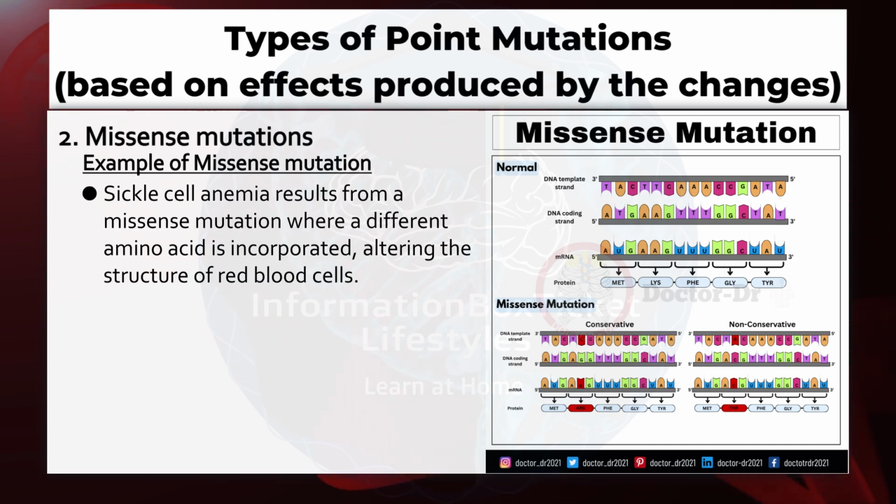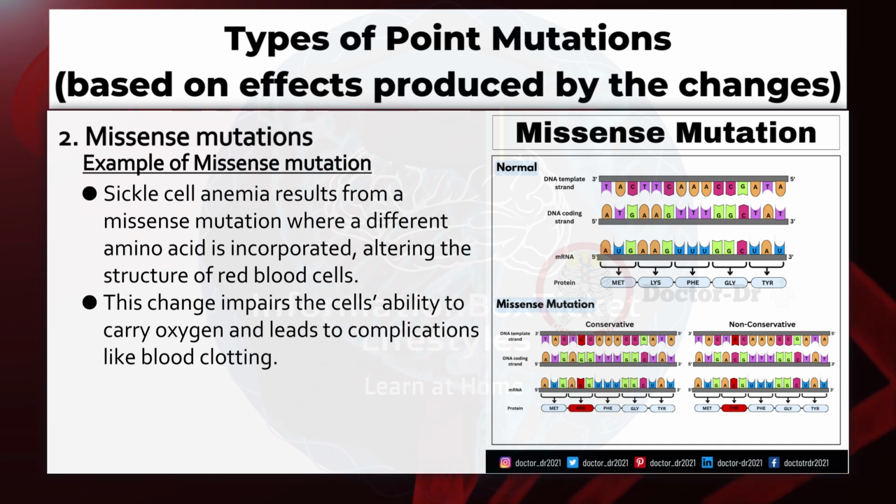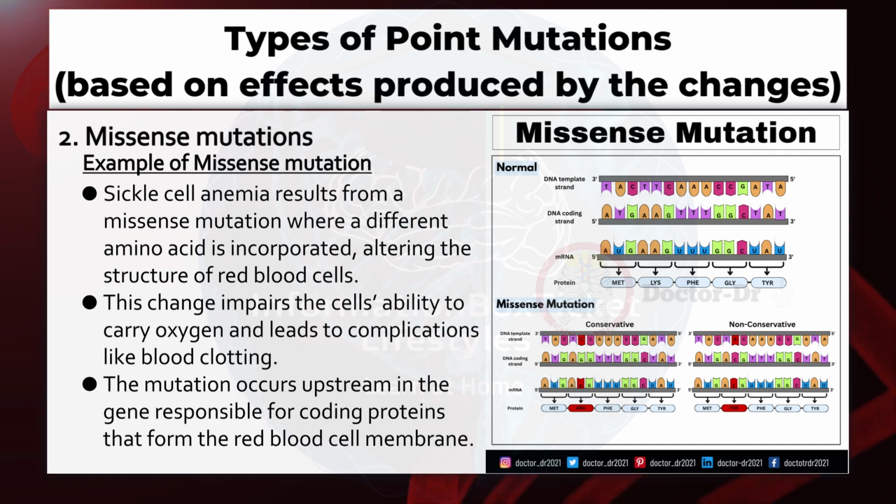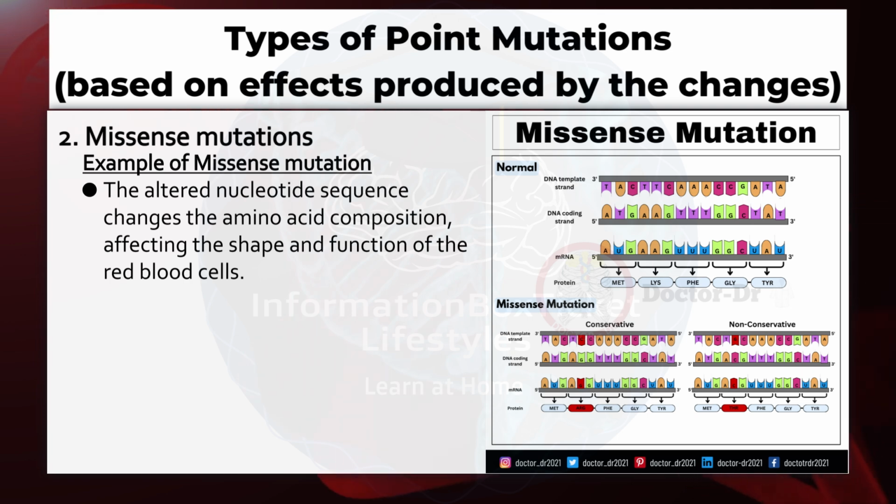Example of missense mutation. Sickle cell anemia results from a missense mutation where a different amino acid is incorporated, altering the structure of red blood cells. This change impairs the cell's ability to carry oxygen and leads to complications like blood clotting. The mutation occurs upstream in the gene, responsible for coding proteins that form the red blood cell membrane. The altered nucleotide sequence changes the amino acid composition, affecting the shape and function of the red blood cells.